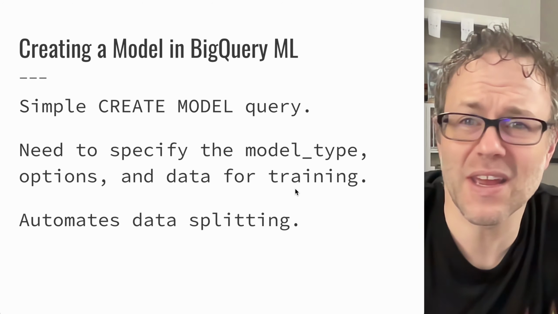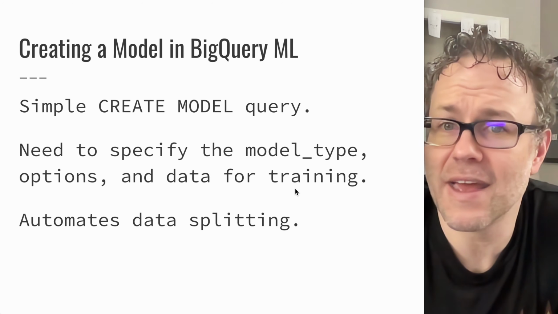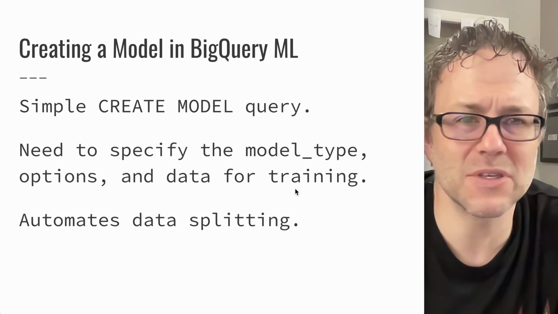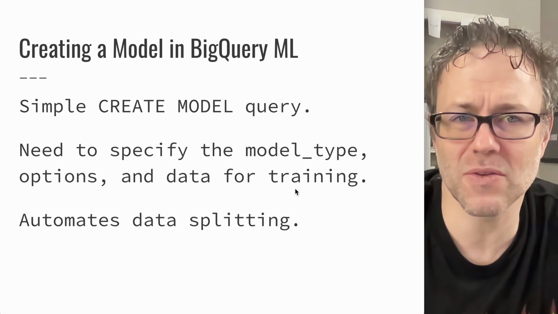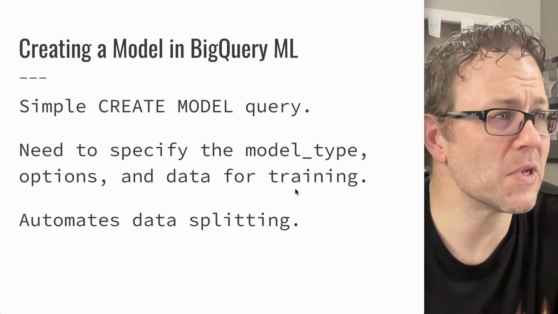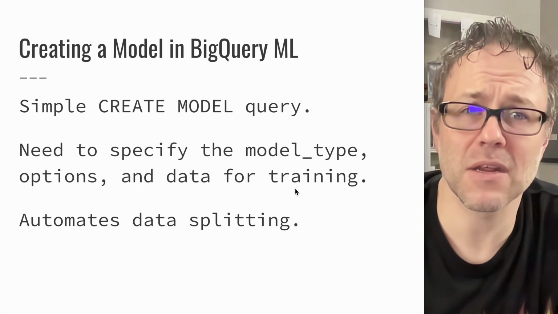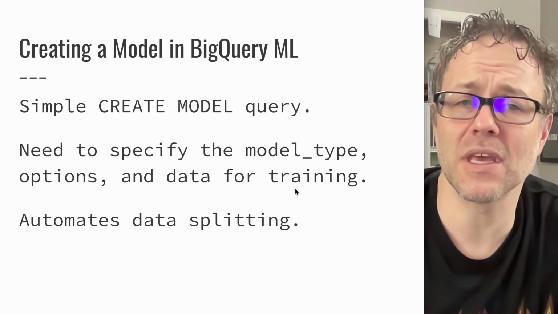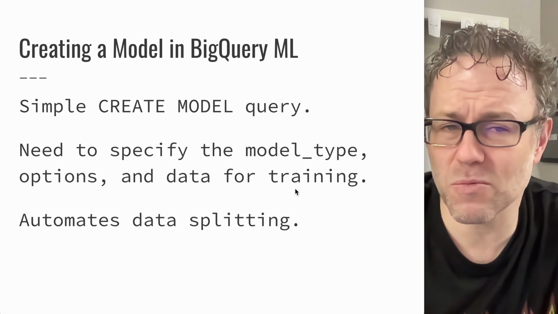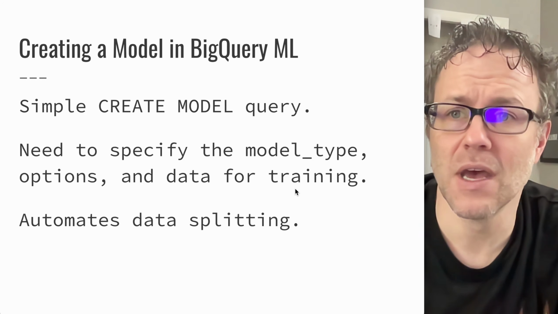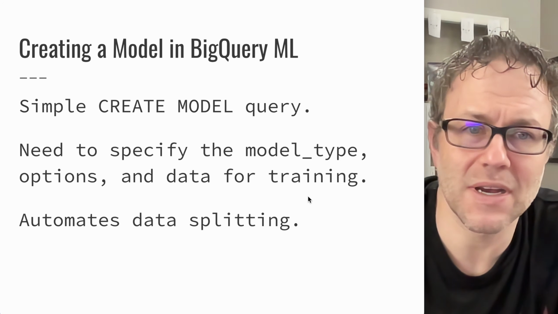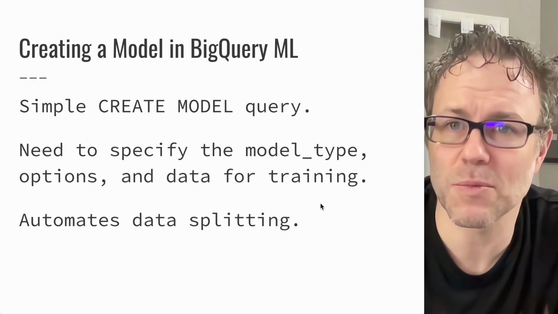It's really easy to create. You just use a create model query and you just specify the model type and some of the options, which, there are many options. You don't have to use many of them. To get started, you really only need a few, and your data that you'll use to train your model. It automates the data splitting, it automates the training. You don't have to think about any of those things, and it happens reasonably quickly, at least for linear regression models, which you'll see in just a moment. So we can get started with using something that looks like machine learning and has a reasonably good example once we get a little deeper into how to get the right data for this model.